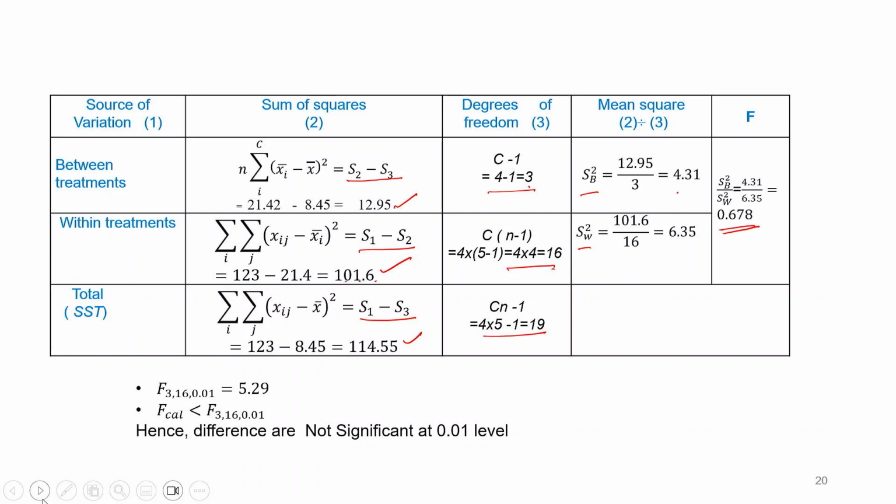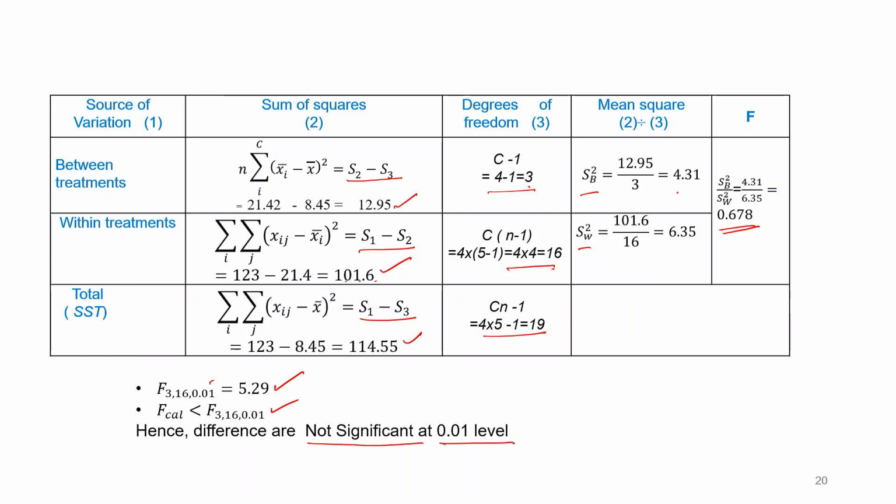So the table value of F in this case is going to be at the level of significance 0.01. If it is stated, it is fine. If it is not stated, then you assume a significance level of 0.01 or 0.05, you are free to choose. So that is 5.29. The calculated value is much less than this, so we'll conclude that the differences are not significant in this case.